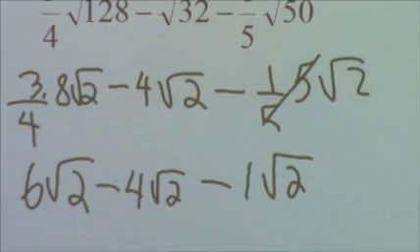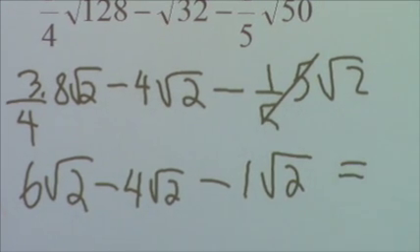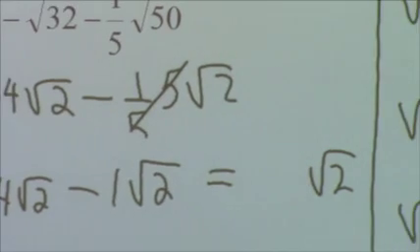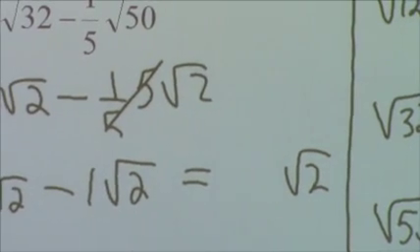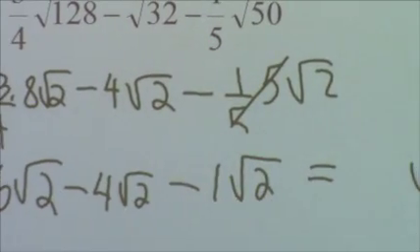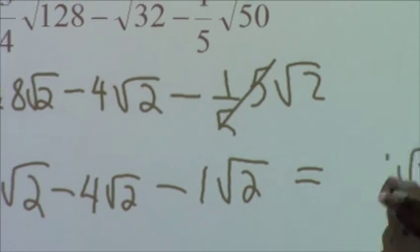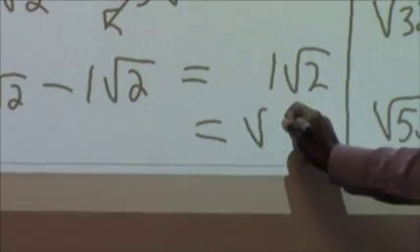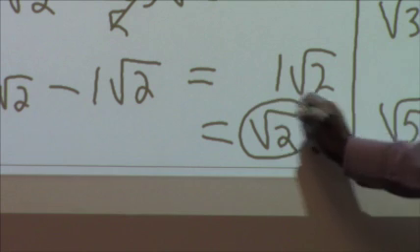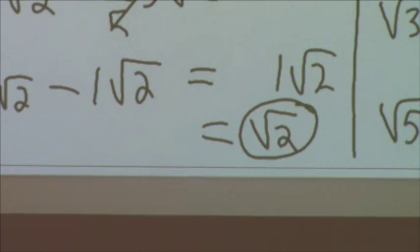So what do I have now? I have like radicals. Each one of them have a square root of 2. So I can add what I would call the coefficient. So 6 minus 4 is 2. 2 minus 1 is 1. So I can do 1 square root of 2. Better still, I can just do my answer as square root of what? 2. Okay? So let's go on to more challenging problems.